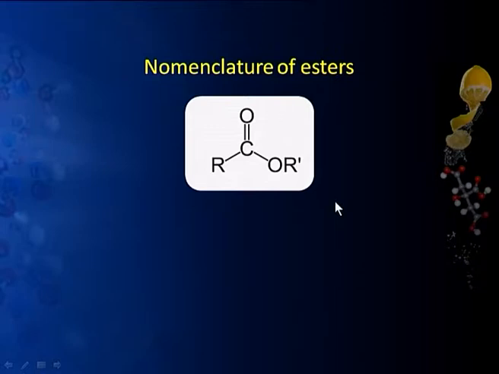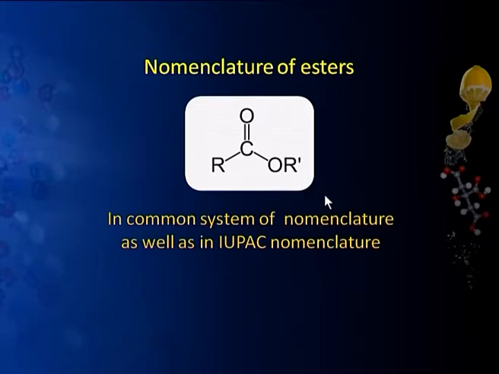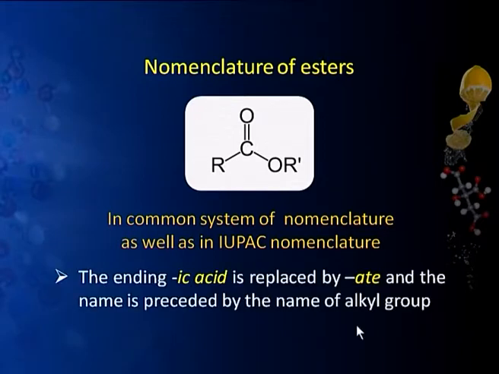Then the nomenclature of esters. Esters are the compounds in which OH has been displaced by another alcohol molecule, and for naming these compounds in the common system as well as in the IUPAC system, we first name the alkyl group that has come from the alcohol, and then we name the acid part, and the ending ate is there, which replaces the ic acid of the acid part. So, let us take the example.